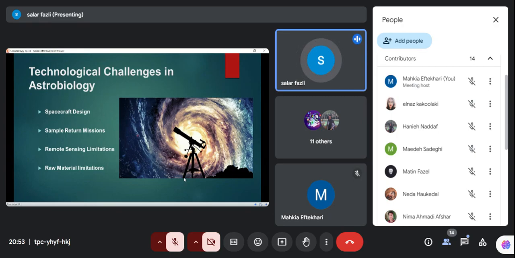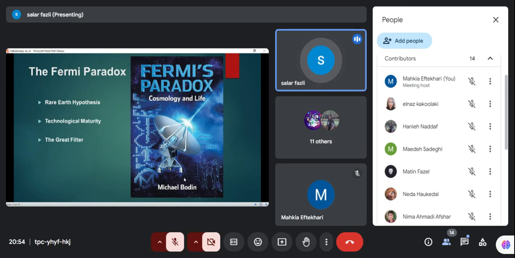So these were some of our limitations in the field of astrobiology. Some of the most important ones that we have bolded here. And the next issue is the Fermi paradox, which becomes one of the main arguments between scientific societies. The Fermi paradox questions why, given the vast number of stars and potentially habitable planets in the universe, we have not yet detected evidence of extraterrestrial life.